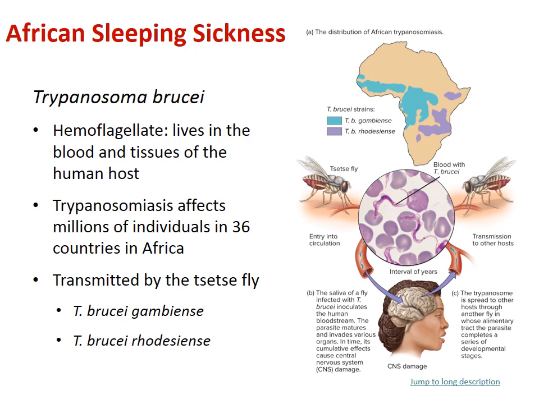So let's talk about African sleeping sickness, which is going to be caused by Trypanosoma brucei, a protozoan routinely found in the blood. This is called a hemoflagellate, again living in the blood tissues. The idea here is this will be picked up and transmitted via the tsetse fly, and so bites from the tsetse fly can allow for introduction of this protozoa.